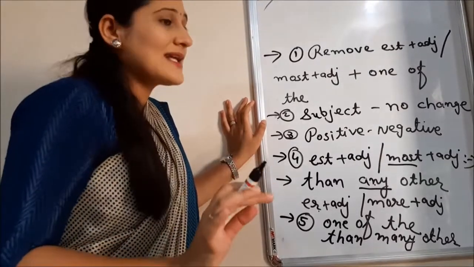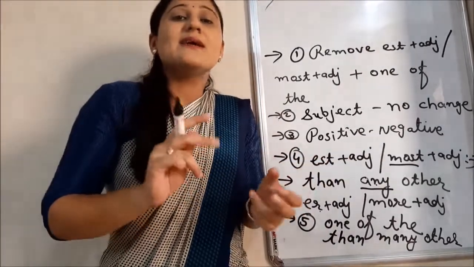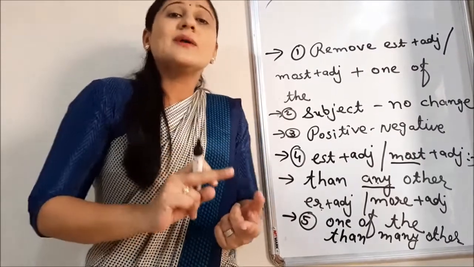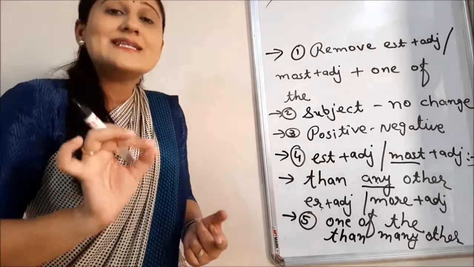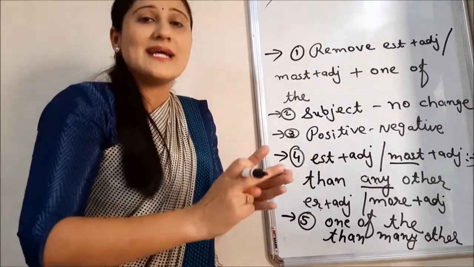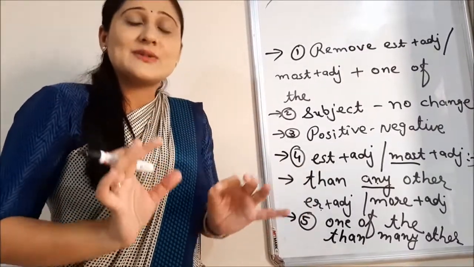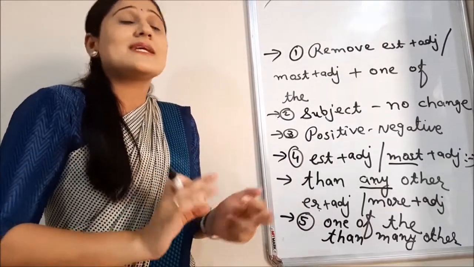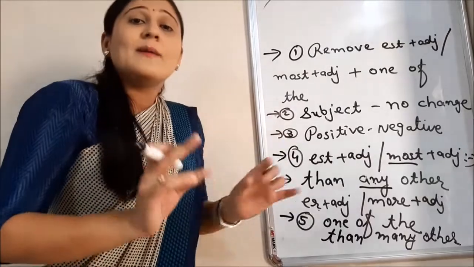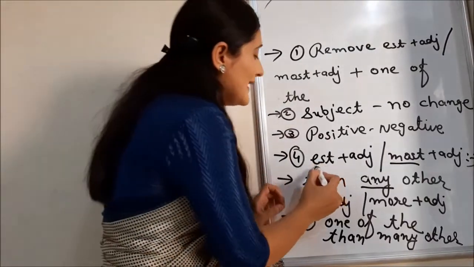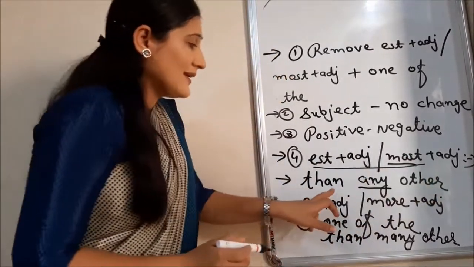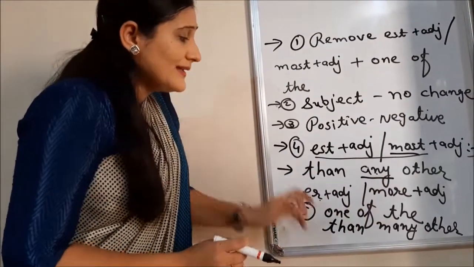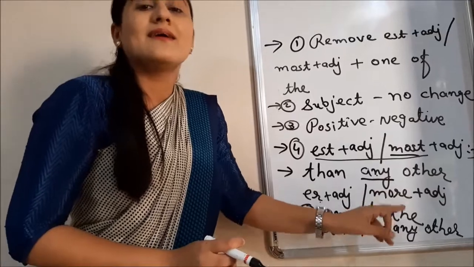Let me revise one last time. Remove est plus adjective, remove most plus adjective, remove one of the. Instead of that, write er plus adjective. If the adjective is small, write er plus adjective; if the adjective is difficult or long, write more plus adjective. If it was est plus adjective, then you write then any other, and if one of the, then you write then many other.